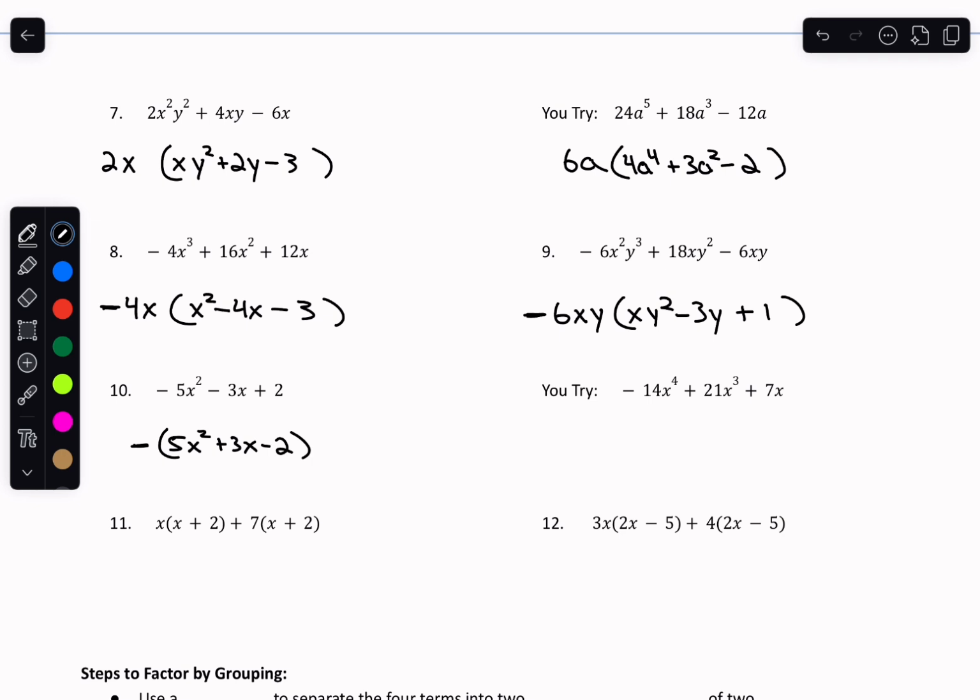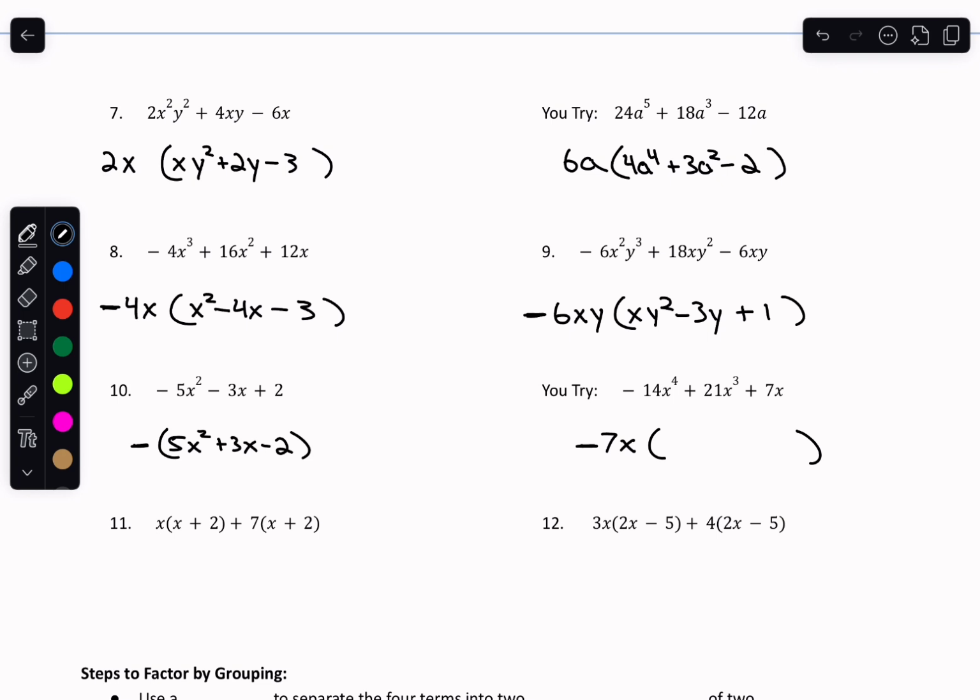Okay, we have another Try It, so if you haven't paused, go ahead and give it a chance. All right, we have negative 14x to the 4th plus 21x cubed plus 7x. We have a negative sign in front, so my GCF is automatically going to be negative. I'm going to write enough space for 3 terms. Our GCF of 14, 21, and 7 is 7. And x to the 4th, x cubed, and x to the 1, the lowest exponent there was a 1, so we're just going to pull out 1x.